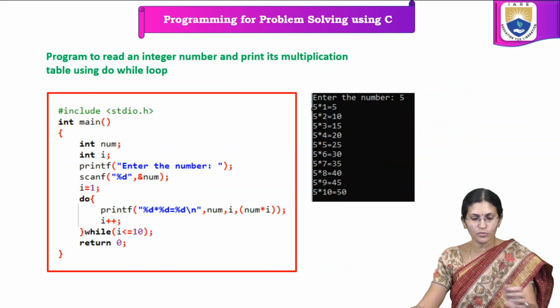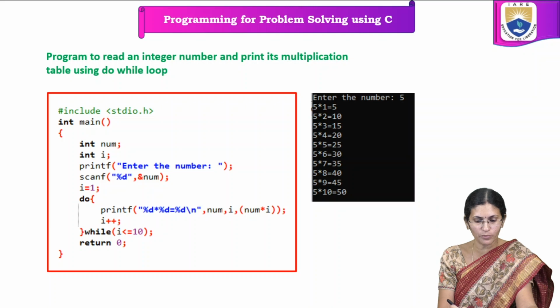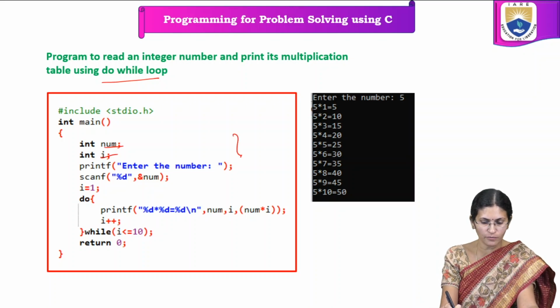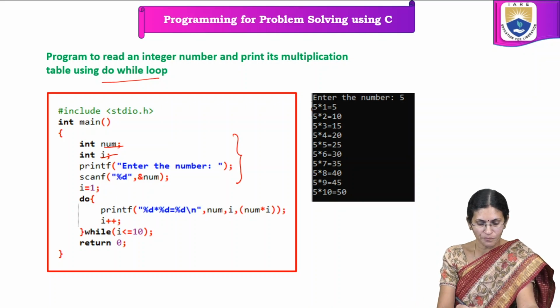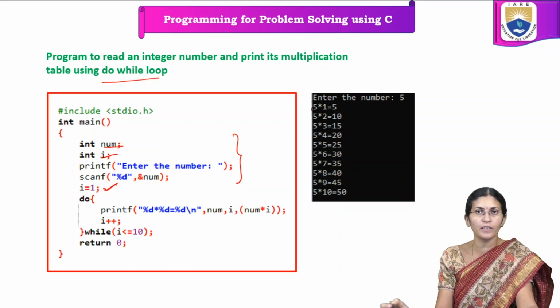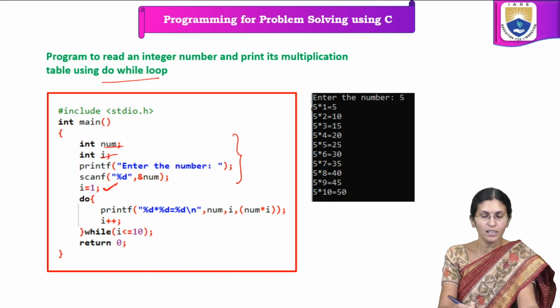Next one is using the do while loop. The same program we can write by using the do while loop also. As you can see here, these statements are repeated in all the programs. This is repeated for the while loop and do while loop, but in the for loop, we know there is no need of initialization at the beginning. In the loop itself we do the initialization.